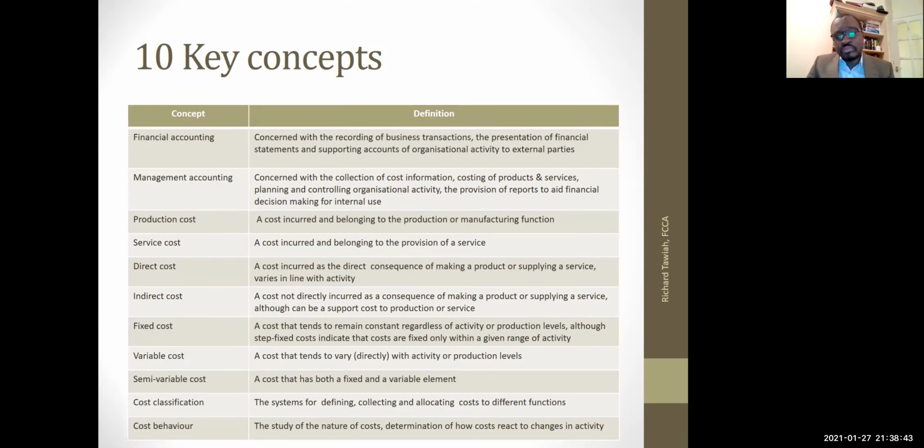Thank you. So finally, like I said, almost at the end of every lecture, you have about 10 different cost terms or key concepts with their definitions that will help you to better understand and apply the techniques at hand.